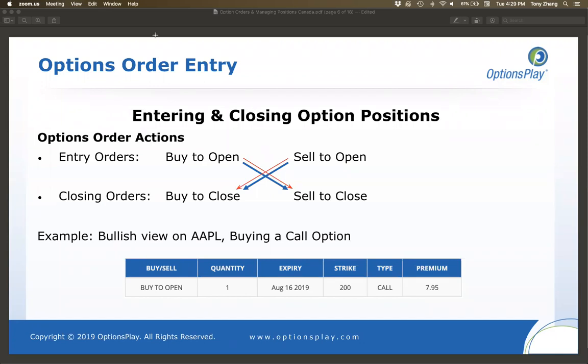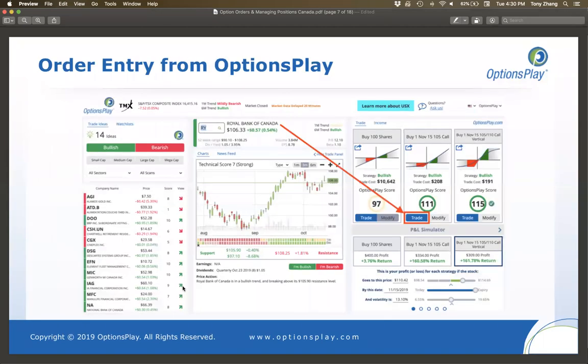So here's an example where we're bullish on a particular stock and we're buying a call option. So this is where we're going to buy to open because we're initiating a position. We have to choose a quantity based on our own parameters or our own account. We're going to buy an August 200 strike call option, and the current market price for that option is $7.95. So that's an example of a call option that we would buy in our account. So that is an example of an opening transaction.